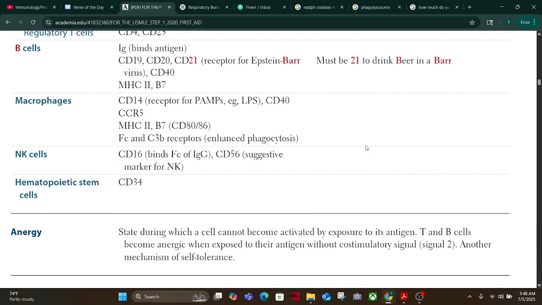We have anergy. This is a state during which a cell cannot become activated by exposure to its antigen. T and B cells become anergic when exposed to their antigen without co-stimulatory signal. Another mechanism of self-tolerance.